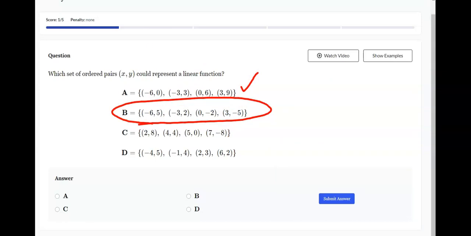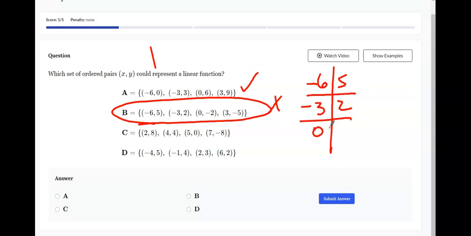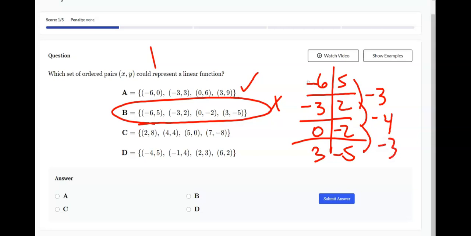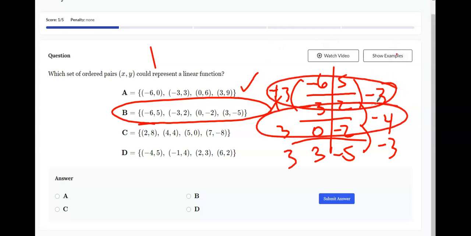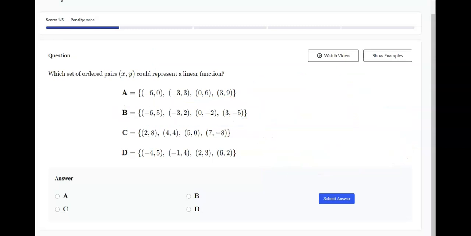Now we'll take a look at the second one just to show you that this one does not have a constant pattern. So we had -6 with 5, -3 with 2, 0, -2, and 3, -5. So this one went down 3, but this one went down 4, and this one went down 3. This one went up 3, up 3, up 3. 3 over 3, 4 over 3, 3 over 3. It's not the same. So you can see that A works and B does not.